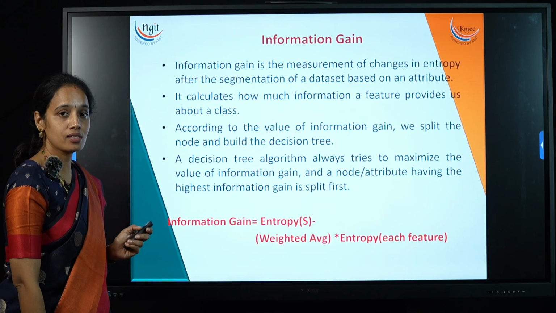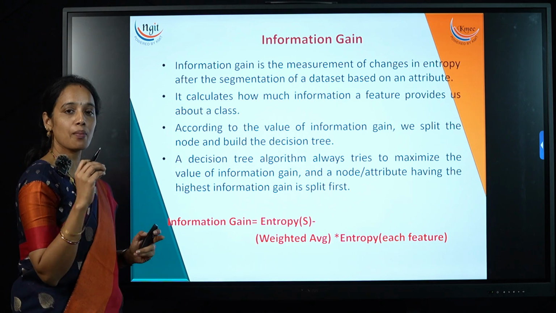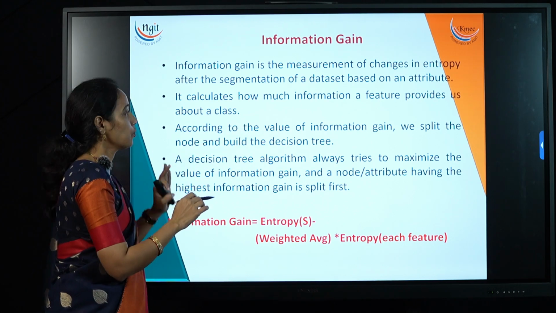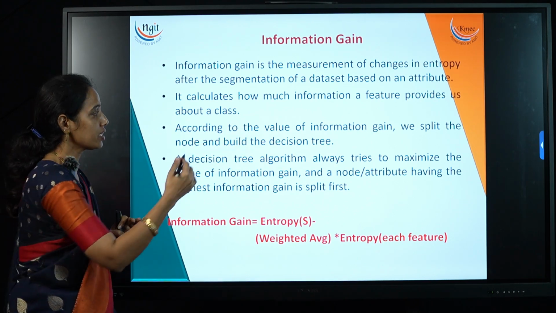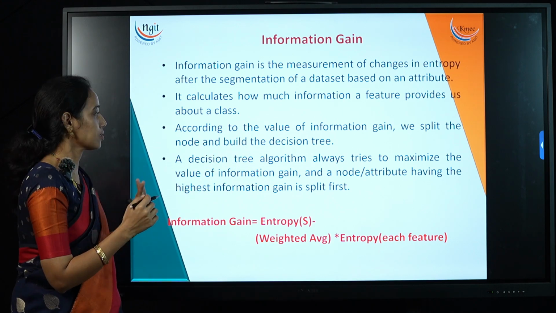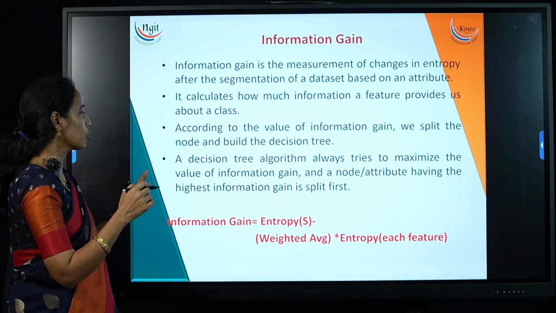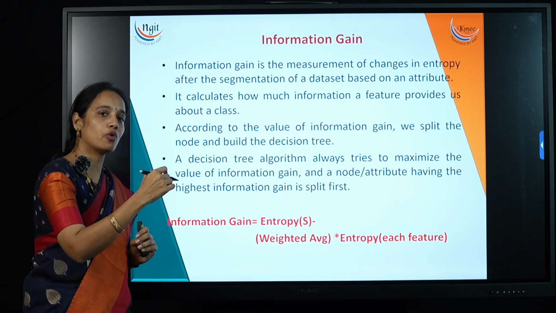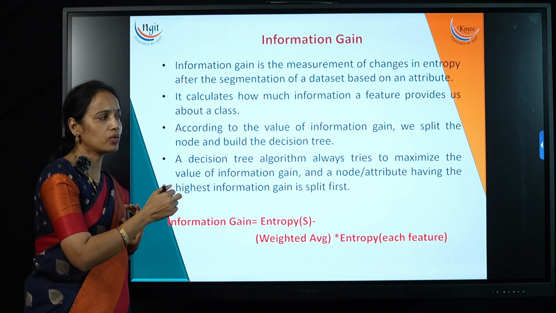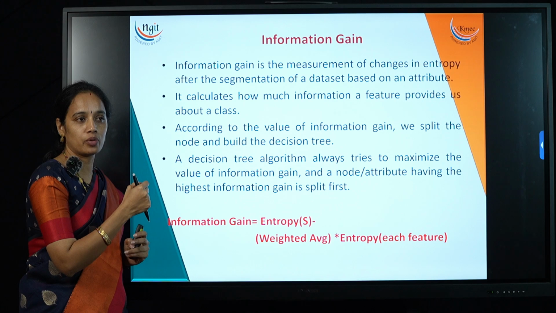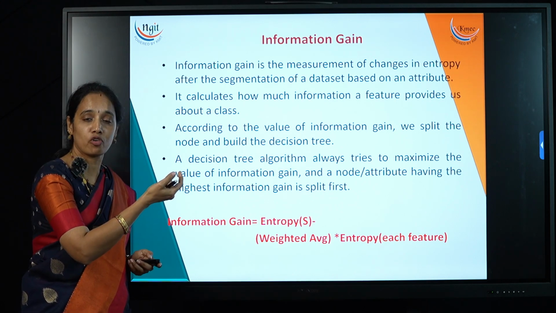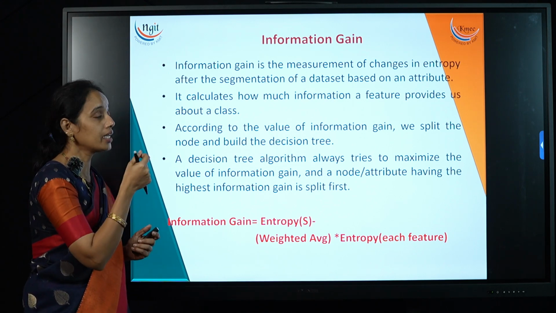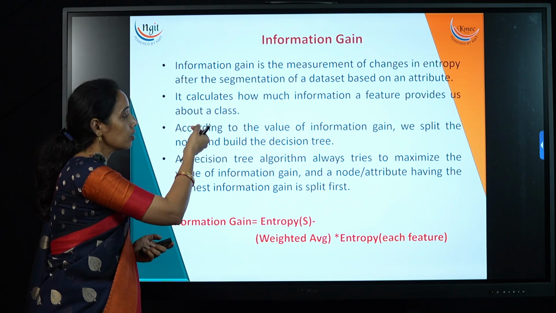Then the next one is information gain. Information gain is the measurement of changes in entropy after the segmentation of a data set based on an attribute. So it calculates how much information a feature provides us about a particular class. According to the value of information gain, we are going to split the node and build the tree. To calculate information gain we need entropy, and after calculating the information gain of each and every attribute, whichever attribute has the highest information gain, that we take as the root node. That is the concept behind finding information gain and entropy.